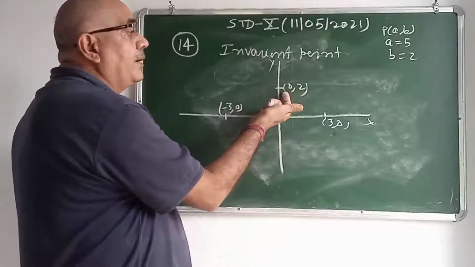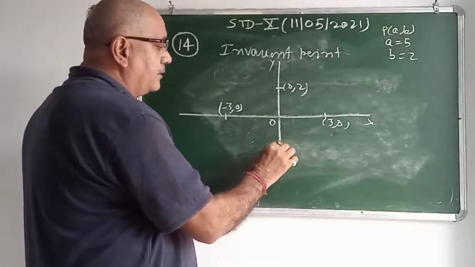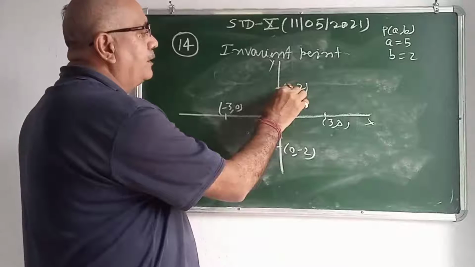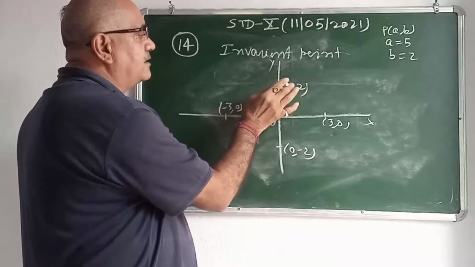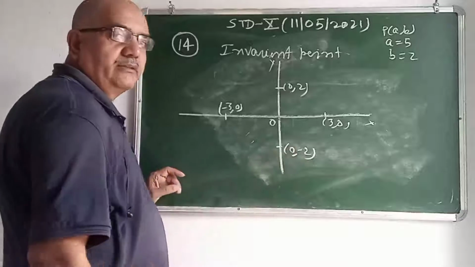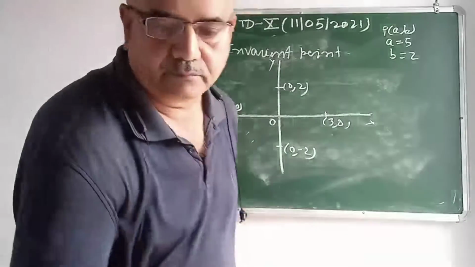In the same way, this invariant point reflected through the origin gives (0, -2). Or this invariant point reflected through the x-axis: for this point, this is the x-axis, and we get the same point. This is the meaning of an invariant point.